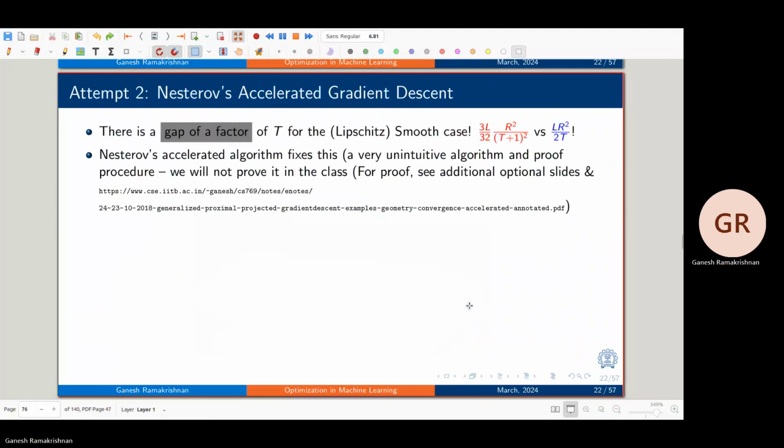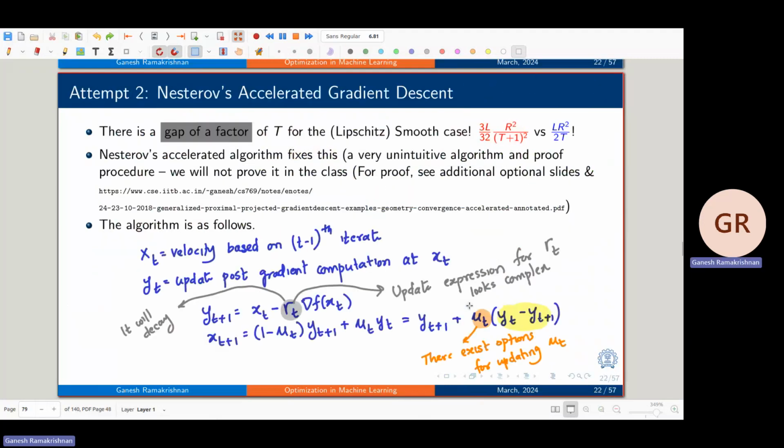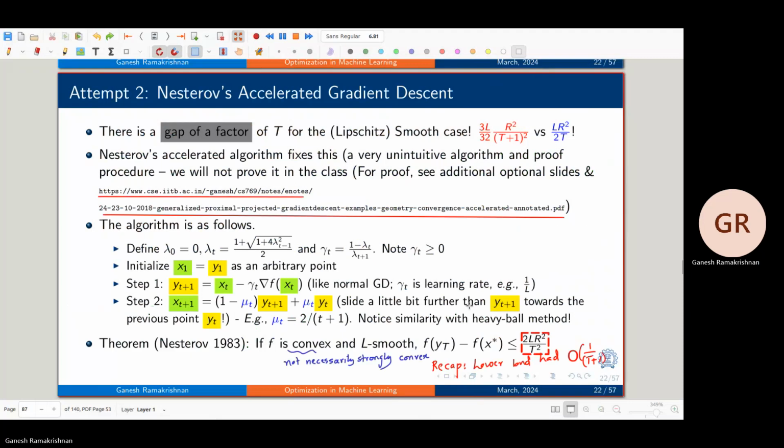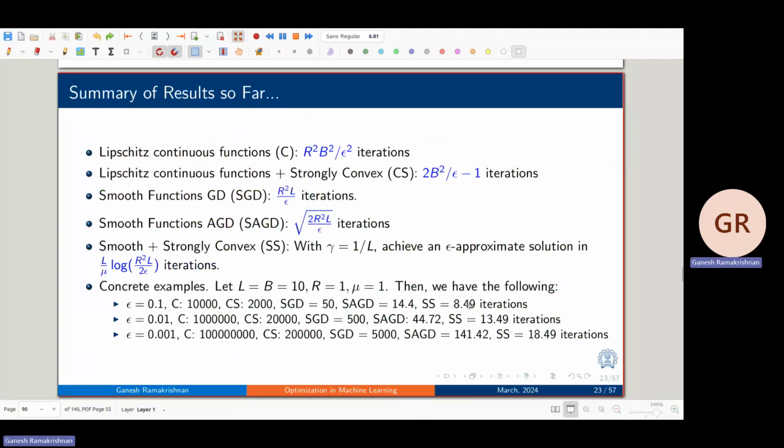So I'll do this next class, but just to jump the gun a bit, this is the accelerated gradient for smooth functions. That gives you 1 upon square root epsilon, which is good. It has not got you to log of 1 upon epsilon, but it's certainly better than earlier. Okay, so we'll delve a little bit more.